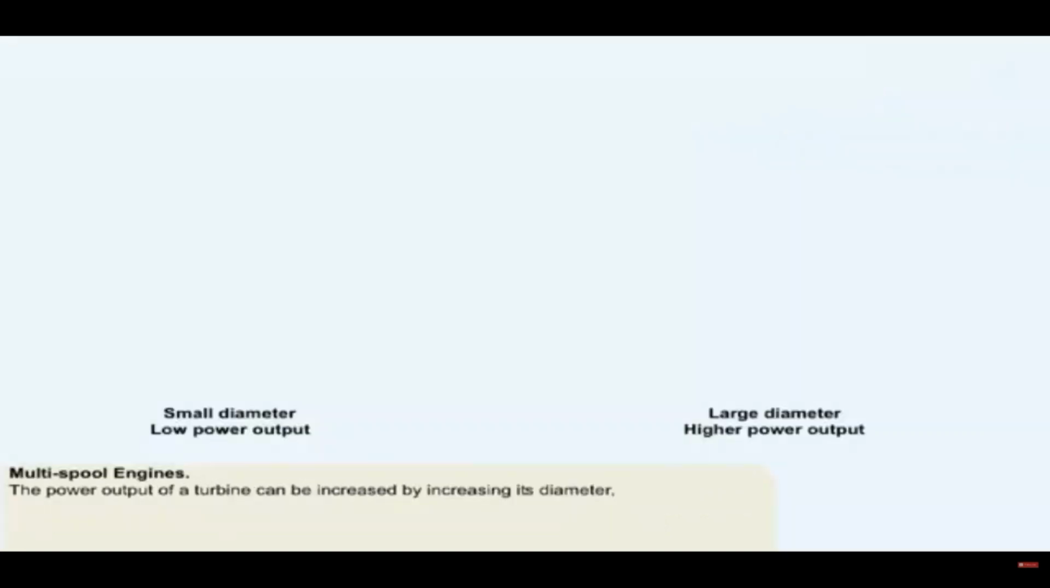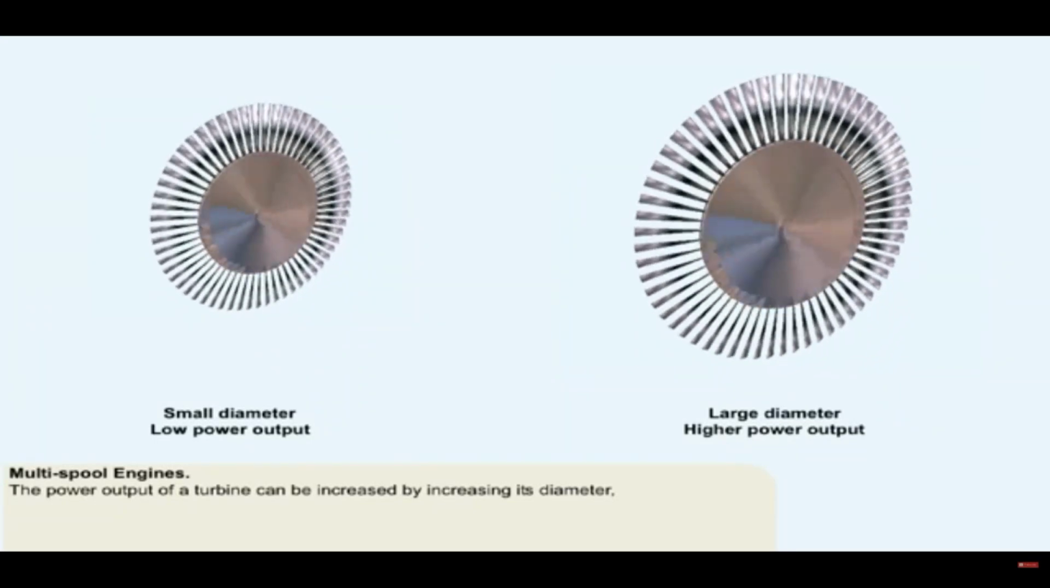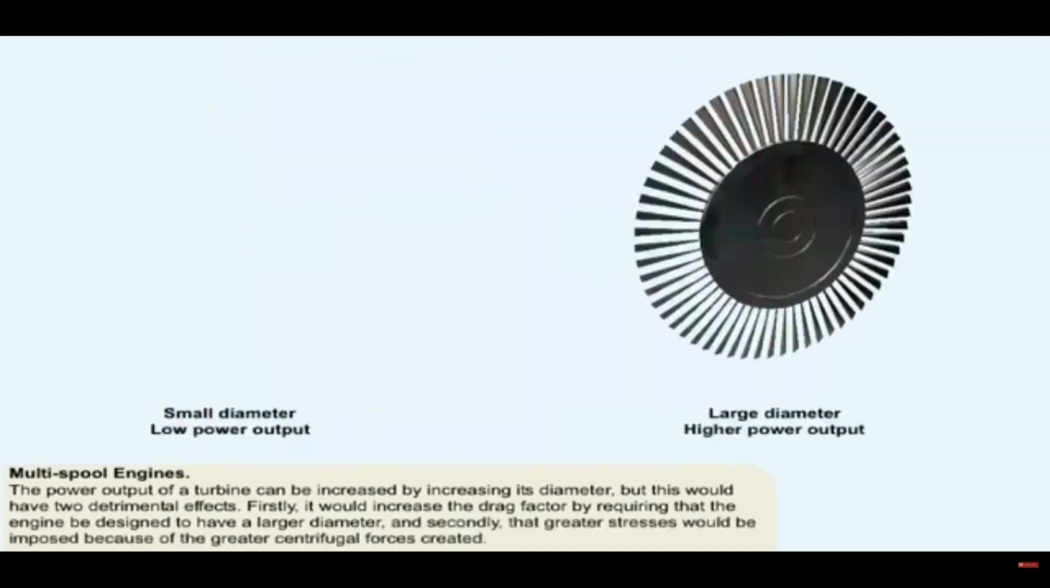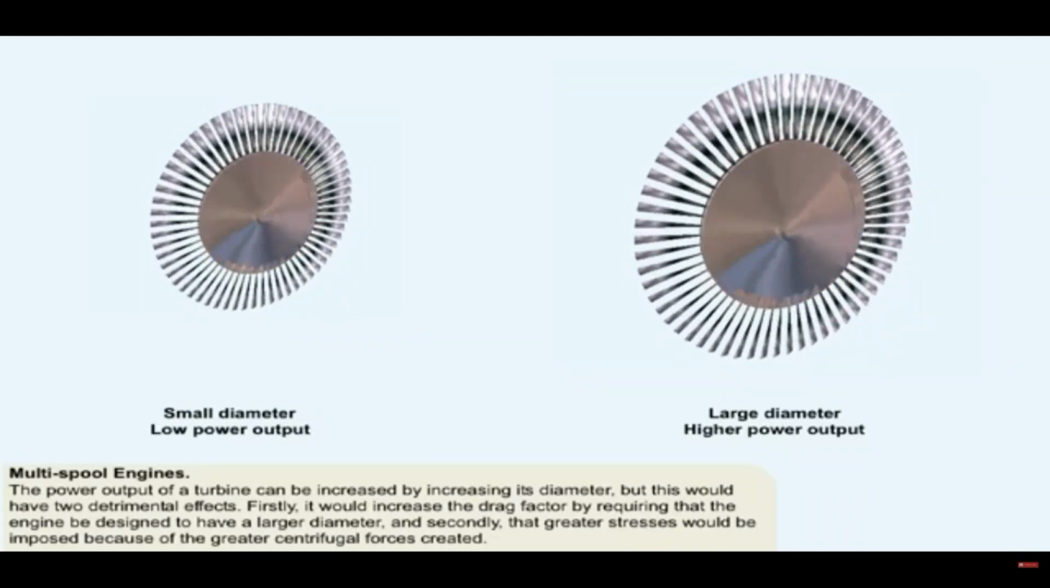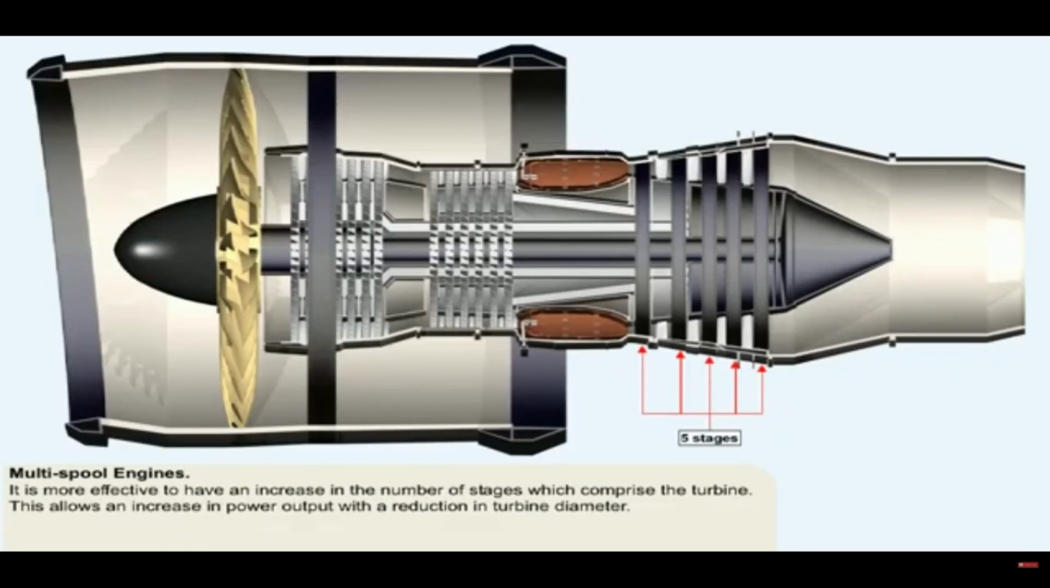The power output of a turbine can be increased by increasing its diameter. But this would have two detrimental effects. Firstly, it would increase the drag factor by requiring that the engine be designed with a large diameter. And secondly, greater stresses would be imposed because of the greater centrifugal forces created. A more effective method is illustrated in this picture, where an increase in the number of stages comprising the turbine allows an increase in power output with a reduction in turbine diameter.